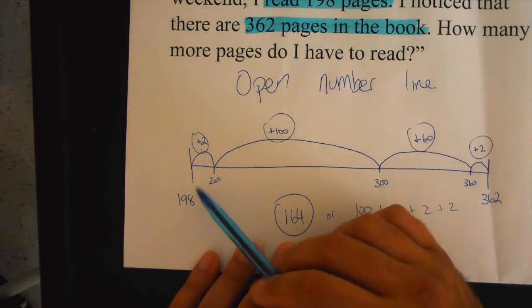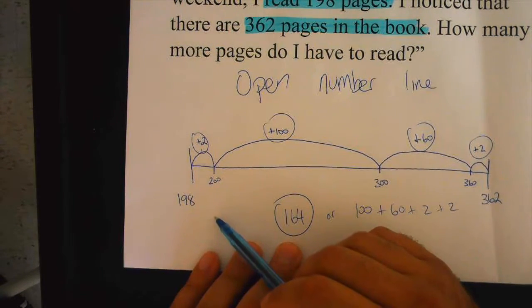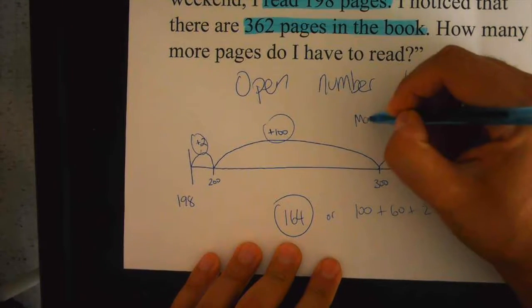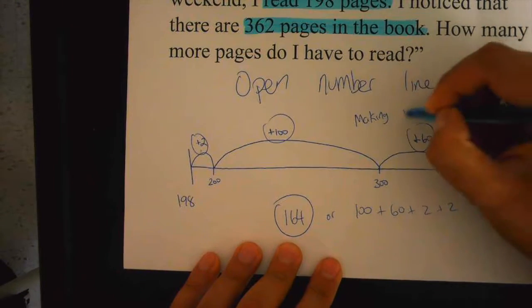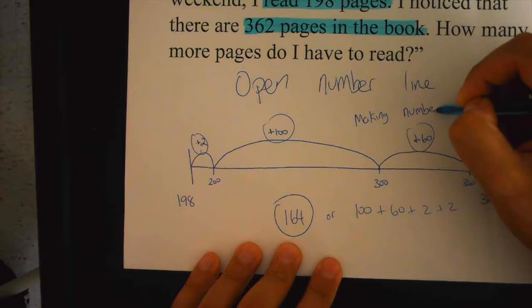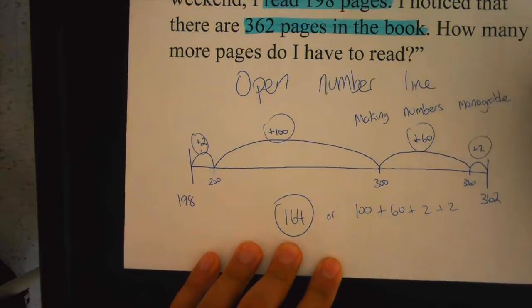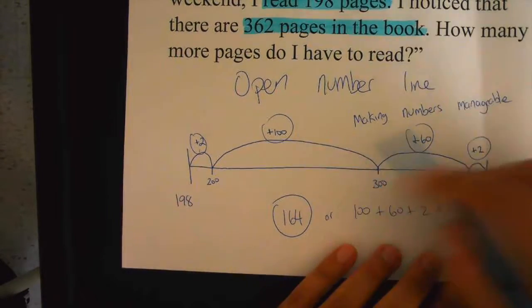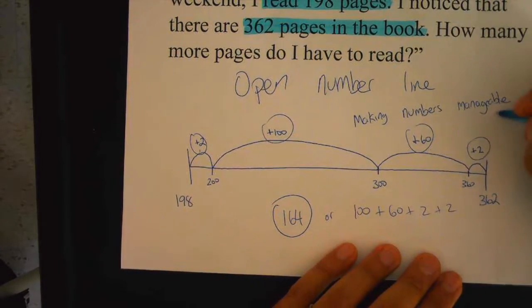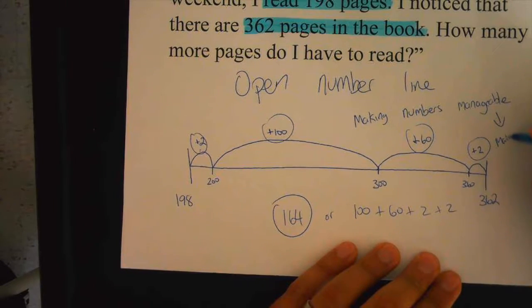This strategy is called compensating as well. You're making numbers manageable. I hope I spelled this right. I probably spelled it wrong, but I'm sick, so I'm allowed to make a mistake. Making numbers manageable basically means making it easy.